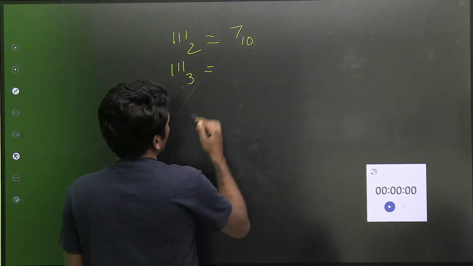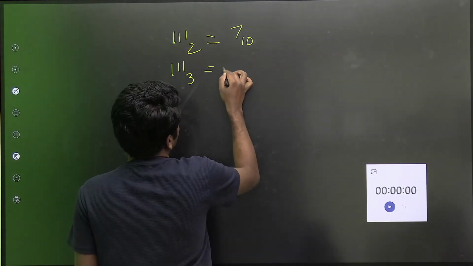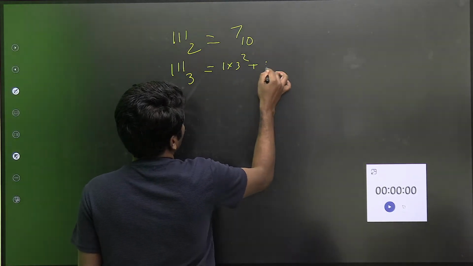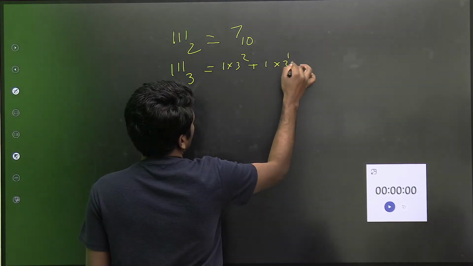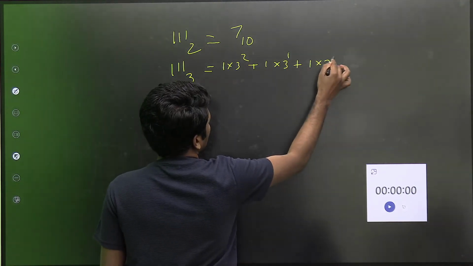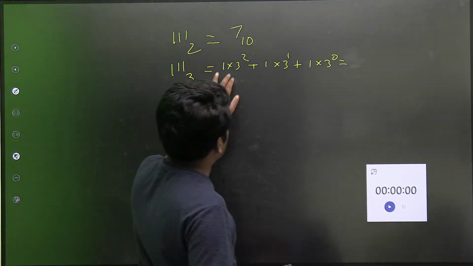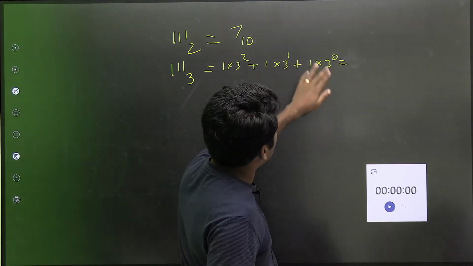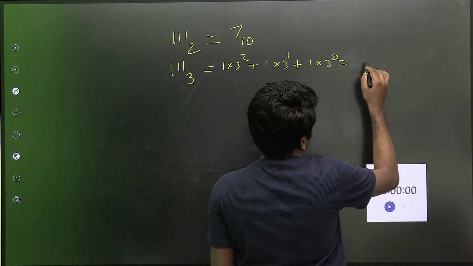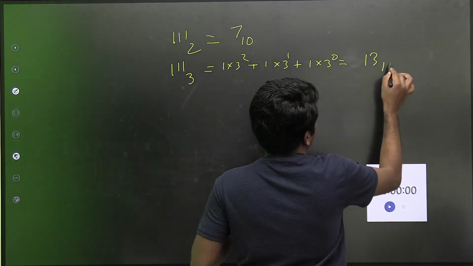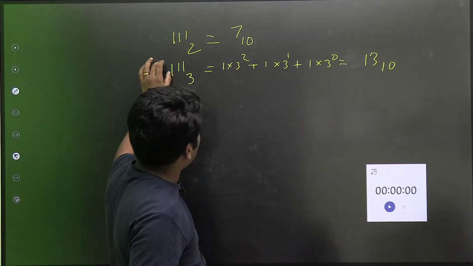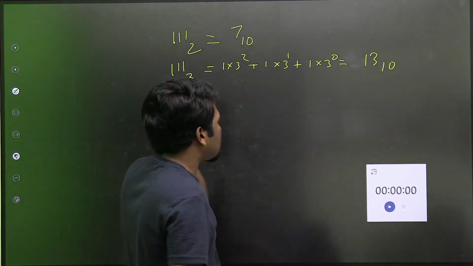111 in base 3, if you want to convert it into base 10, that is 1 into 3 raised to 2 plus 1 into 3 raised to 1 plus 1 into 3 raised to 0. Are you getting the point? That is 9 plus 3 plus 1, that is 13 in base 10. 111 in base 3 is 13 in base 10.